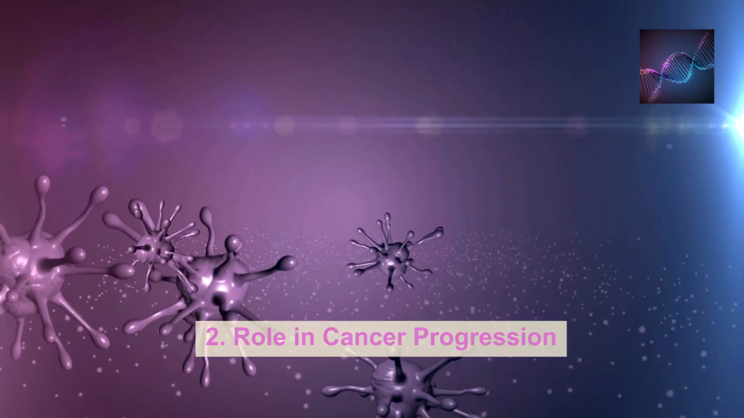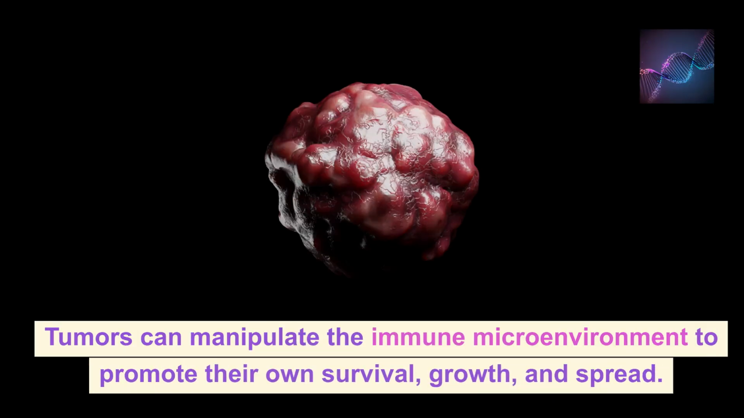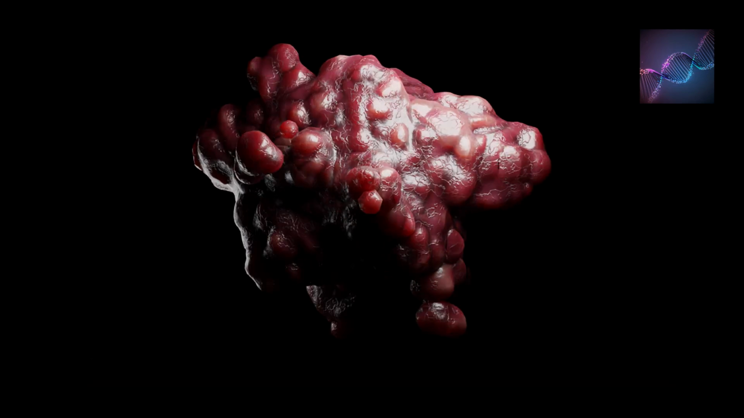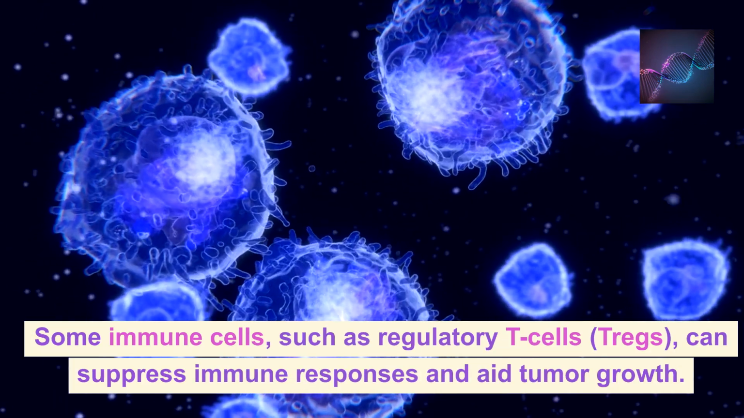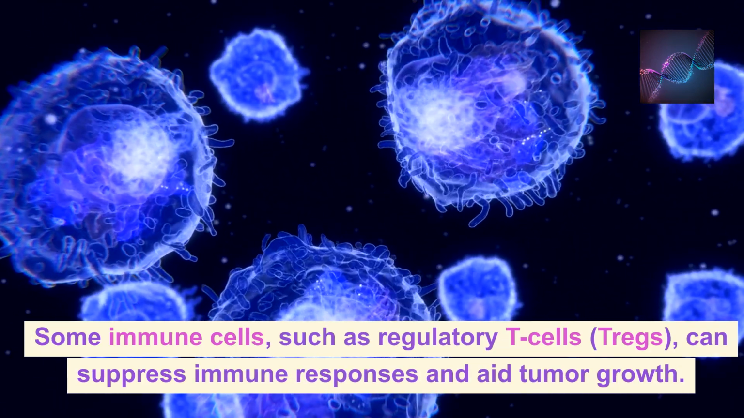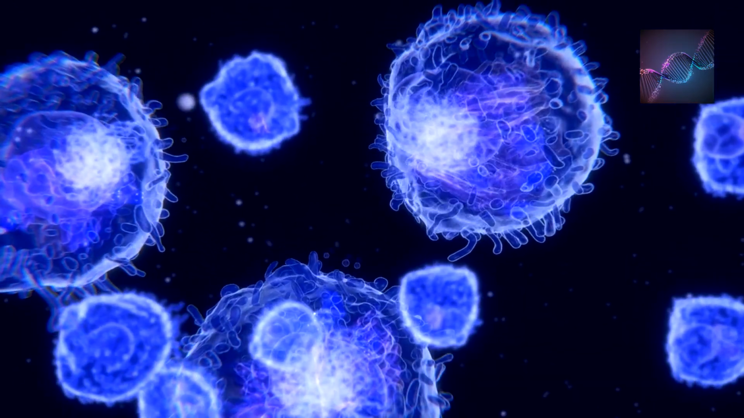2. Role in cancer progression. Tumors can manipulate the immune microenvironment to promote their own survival, growth, and spread. Some immune cells, such as regulatory T cells, TREGs, can suppress immune responses and aid tumor growth.